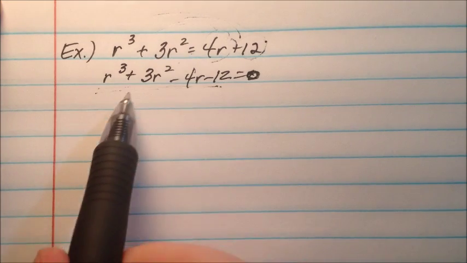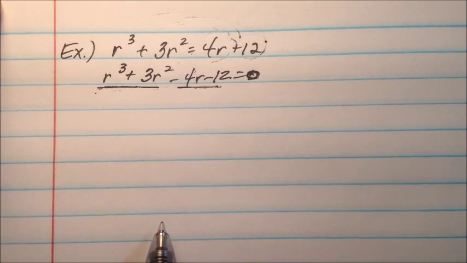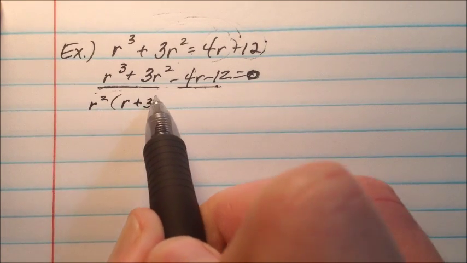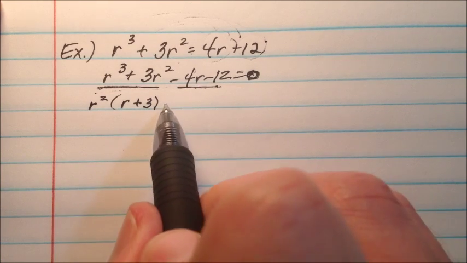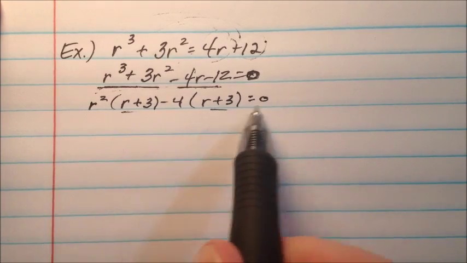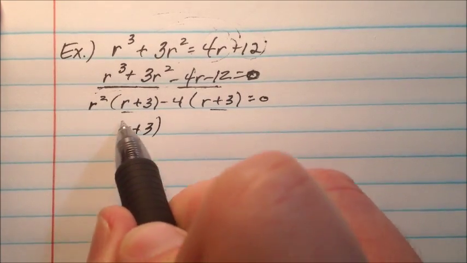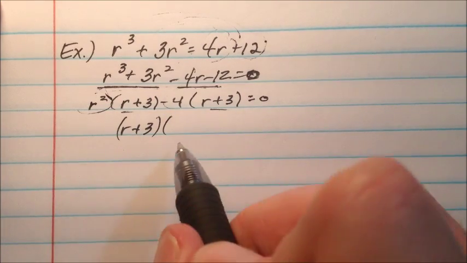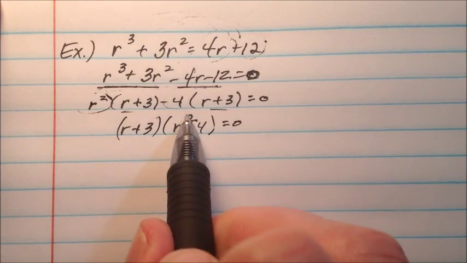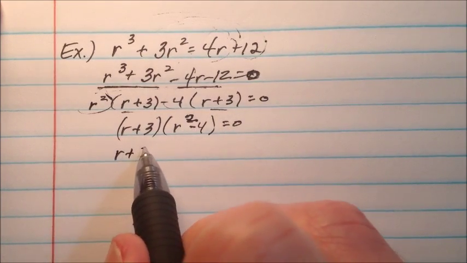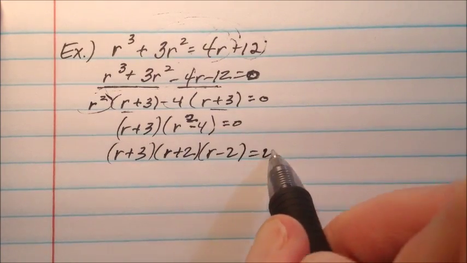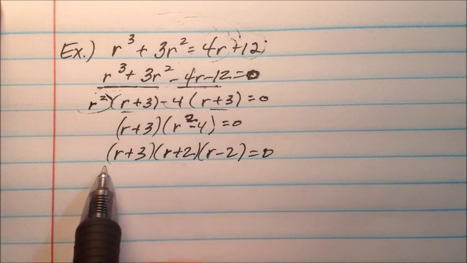Okay, so now I'm just going to worry about factoring this. I always have 4 terms, so I'm going to use factor by grouping. So an r squared will come out of the first group, and I'm left with r plus 3. Looks like a negative 4 will come out of the second group, and I'm left with r plus 3. So I know my r plus 3's are the same, so that'll be one factor. My other factor is r squared minus 4. And then I notice this r squared minus 4 is a difference of squares, so I'll have r plus 3. And my difference of squares will also yield r plus 2 and r minus 2.